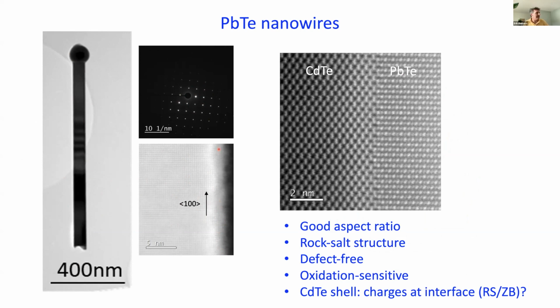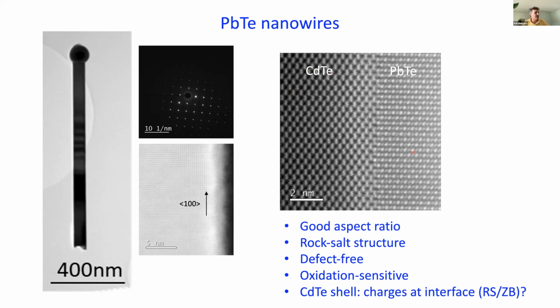But what is nice is that lead telluride has very similar lattice constants to indium antimonide. So we can now actually use all the features that we have developed for indium antimonide also for lead telluride. And so we can cap these wires with cadmium telluride, for instance.